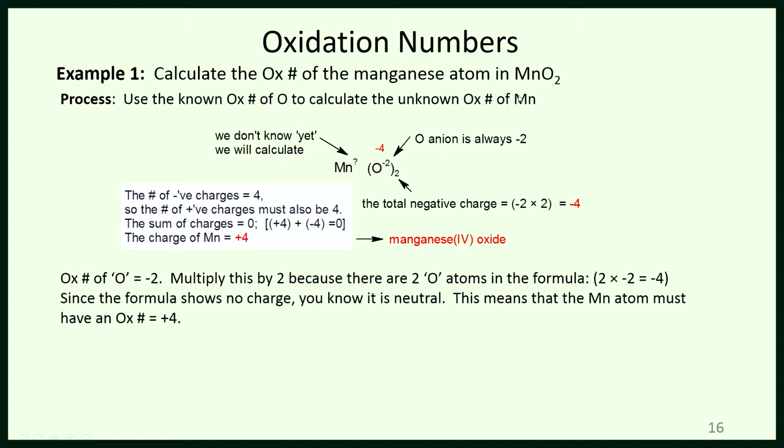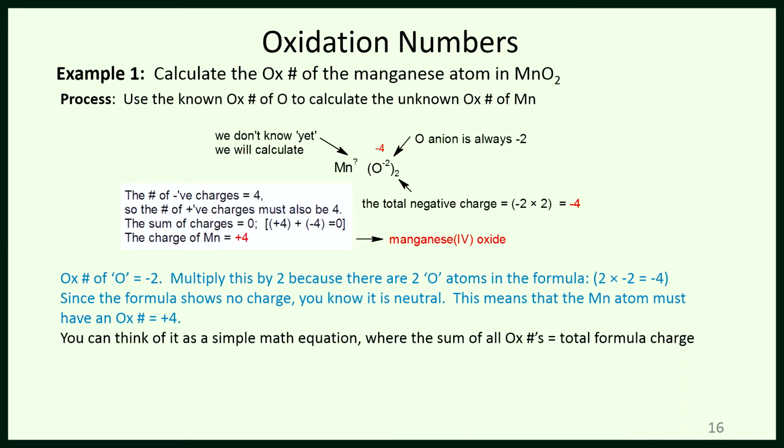The total charge in the compound is 0. Chemists, you must begin to recognize the invisible zeros on formulas. The sum of all the oxidation numbers must equal 0. And therefore, the oxidation number of manganese must be +4 such that they all add to 0. Now when you're first doing this, it's helpful to think of this as a math equation. The sum of all the oxidation numbers equals the total formula charge. So here I've written the unknown oxidation number of manganese -4 equals 0. You can rearrange and solve and say that manganese is +4.